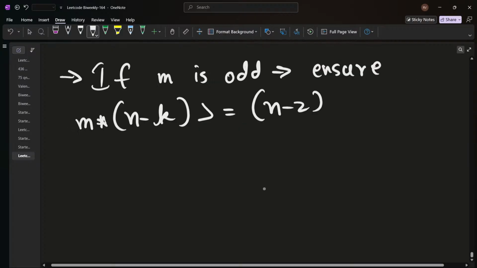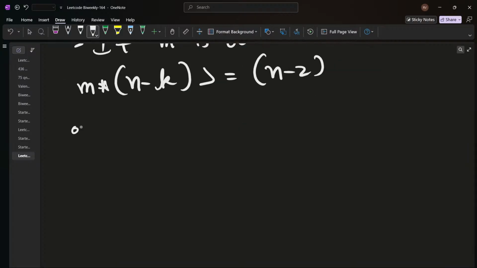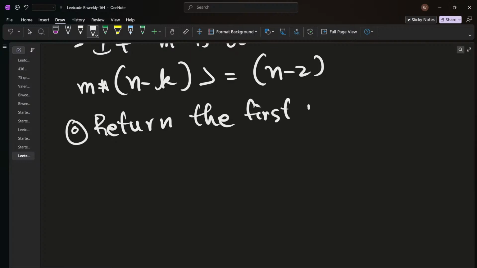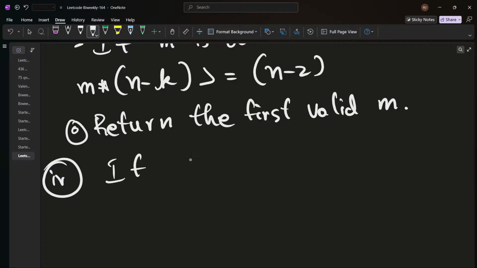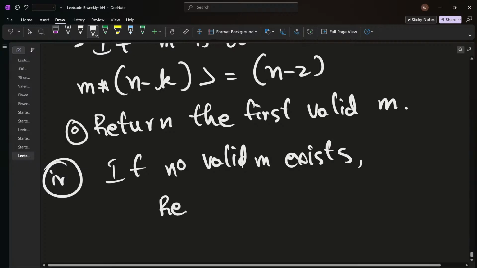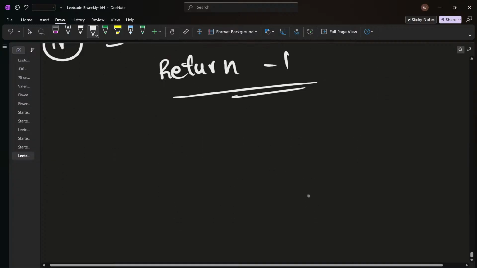Okay, so with this, finally I'll return the first valid m. And in my fourth and final step, if no valid m exists, I'll return -1. That's all for this question.